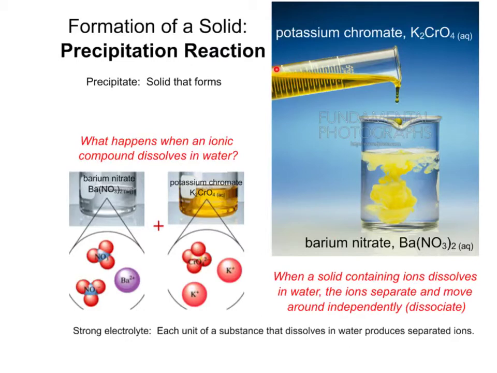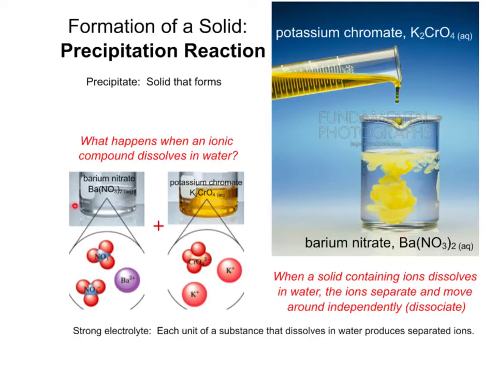We have a potassium chromate solution and a barium nitrate solution. And when those are mixed together, we're getting this yellow solid. And it eventually sinks down to the bottom because it's more dense than the solution that it's in. So let's take a closer look at this reaction.